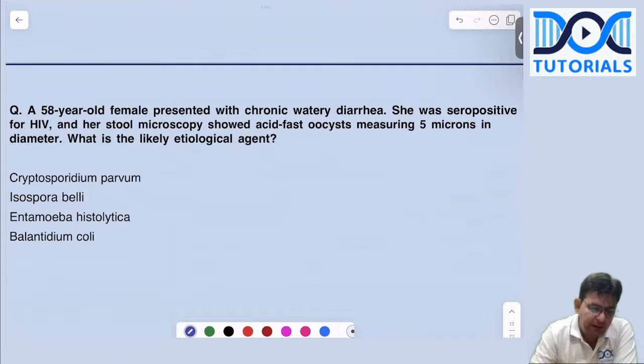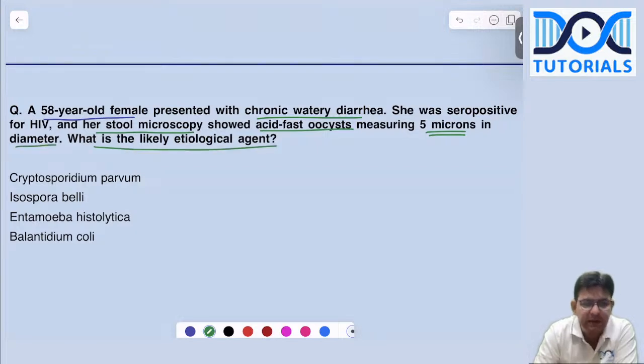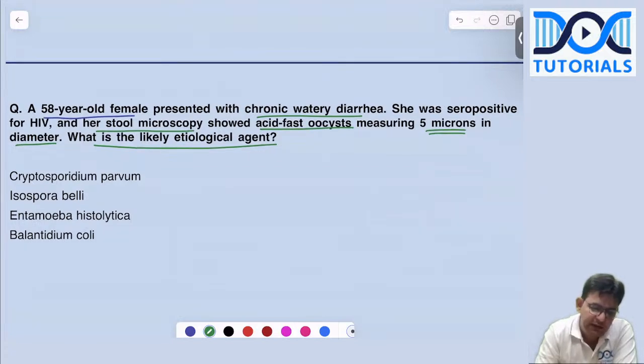Okay, now come to this, an easy one. A 58-year-old female presented with chronic watery diarrhea. She was seropositive for HIV. Her stool microscopy showed acid-fast oocysts measuring 5 microns in diameter. What is the likely etiological agent? Yes, please. What is the answer? Give it in the comment.